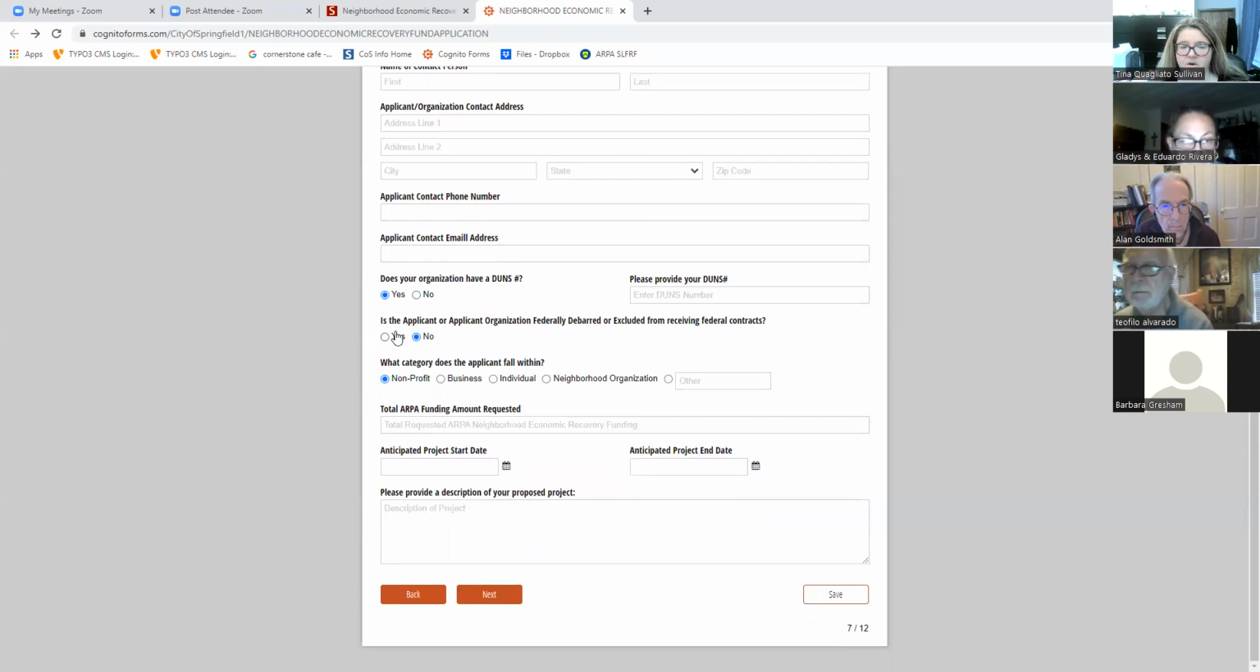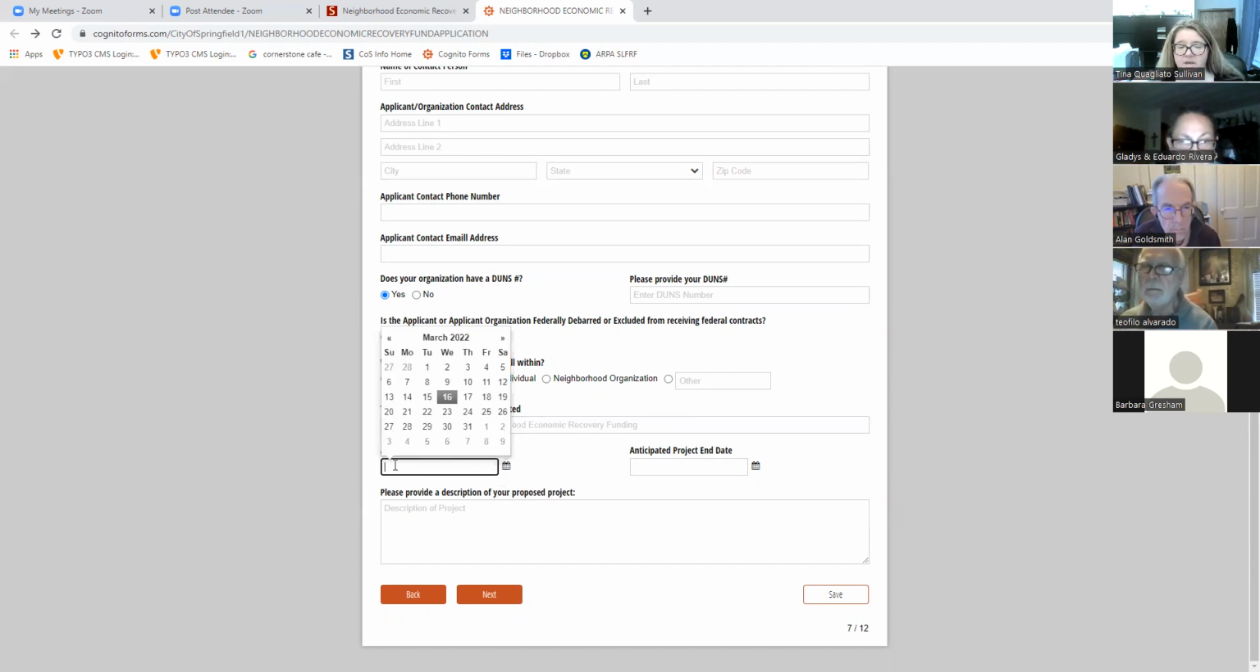That being said, the next one is, are you federally debarred or excluded? Again, if you don't know if you're federally debarred or excluded, the answer is no. What category do you fall into? Are you a nonprofit, a business, an individual? Just click that box, whichever one applies. Total ARPA funding amount requested. So this is the total amount that you're requesting from the Neighborhood Economic Recovery Funding Pot. That's this $12 million that we're talking about.